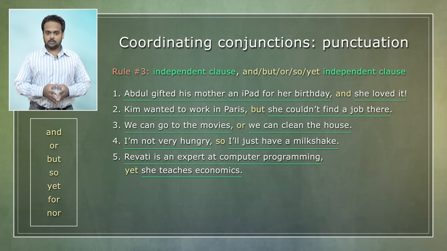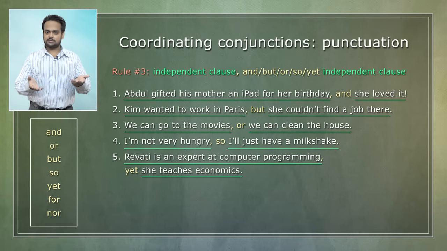In number 3, the conjunction or shows that there are 2 options. We can go to the movies, that's the first option. It's also the first clause. And the second option is, we can clean the house. That's the second clause.